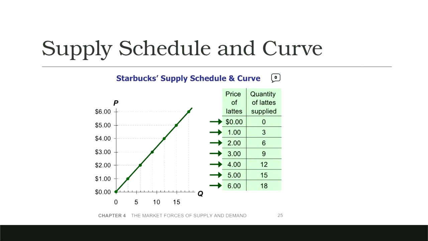Starbucks supply schedule and curve. We see that as the price of the item goes up, Starbucks is willing to sell more and more lattes. This doesn't quite make sense at the larger numbers. Here's the easier way I think to think of it. It makes sense, right? I'm very unlikely to start making things that I expect to receive no money for as a business model. So that makes sense why Starbucks would only sell zero lattes.